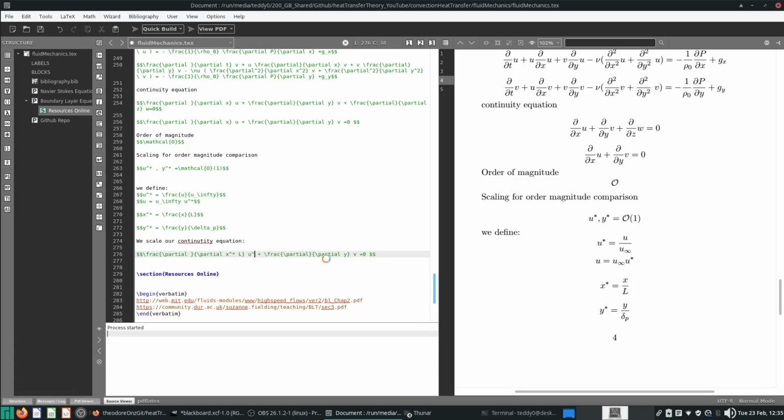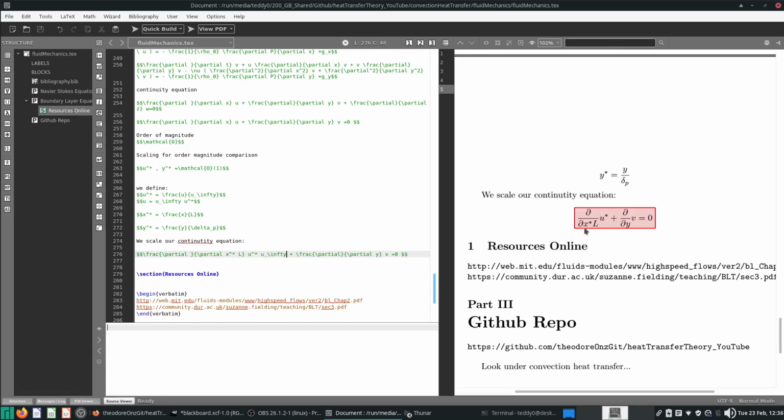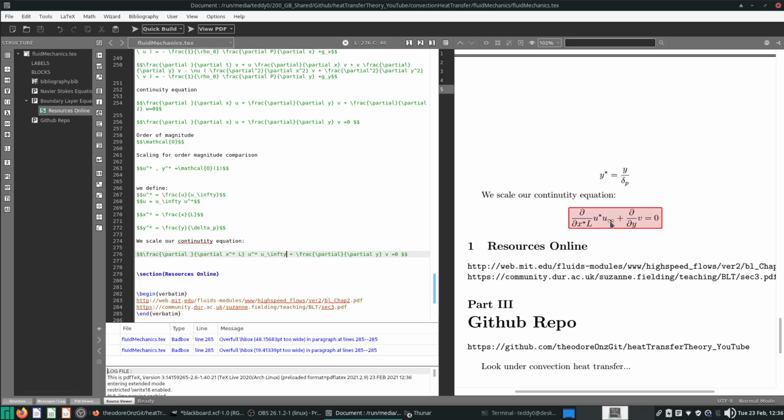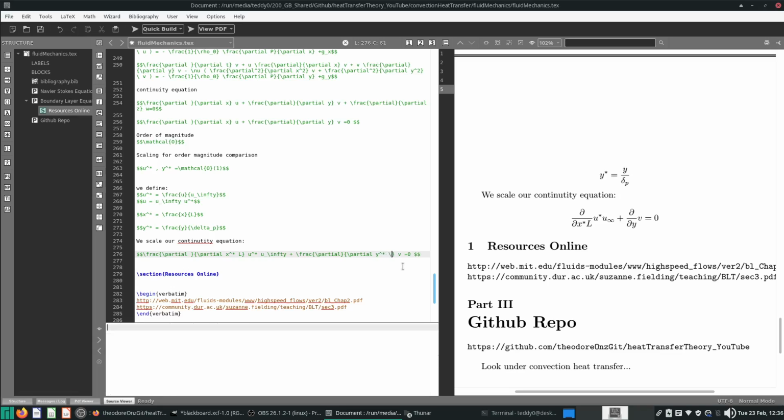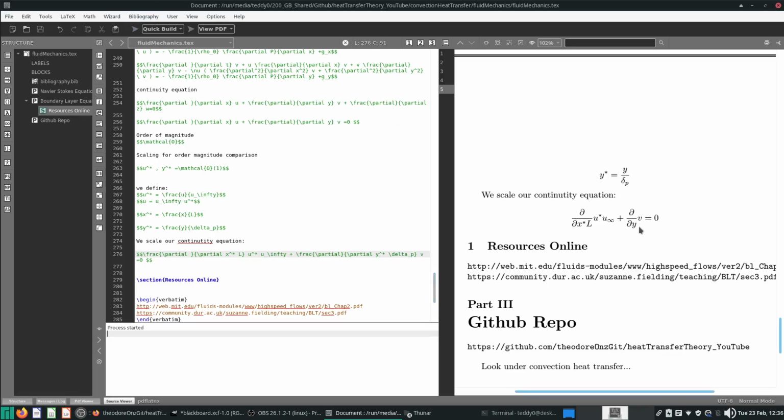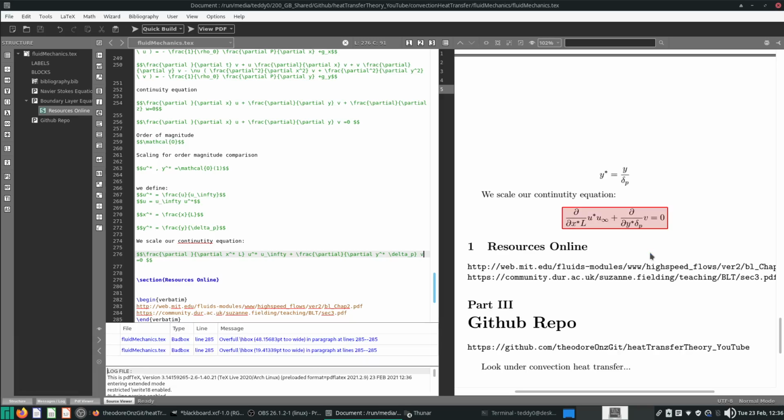I'm just going to start writing as it's compiling. Over here, at the bottom you will have x, right? So x is actually x star times L, and u is actually u star times u infinity. We can do the same for the y length scale and the y velocity scale. But the y velocity scale, we don't really know what to do with it yet. Sooner or later things will become pretty apparent.